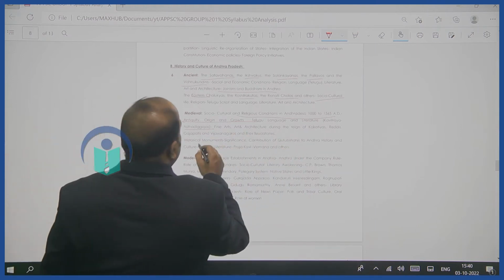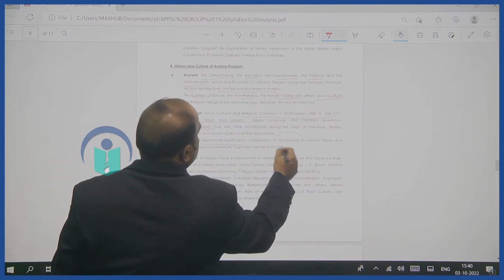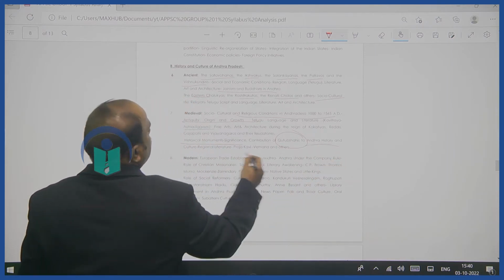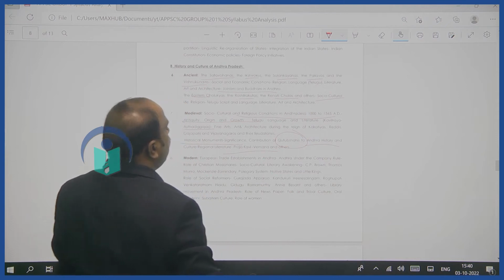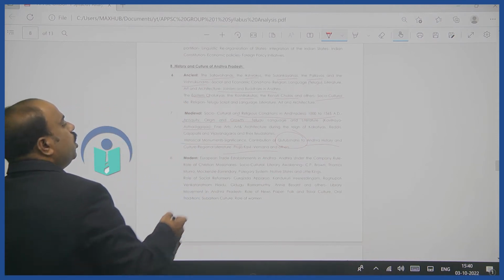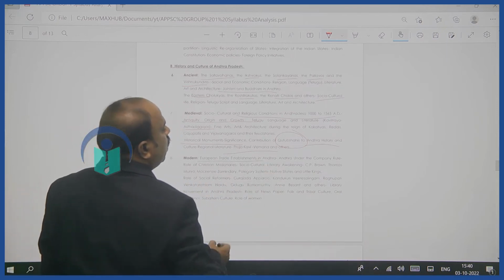So likewise, the historical monuments and significance, the contributions of Qutub Shahis to Andhra history. The next, Praja Kavi Vemana and others. What about the modern history of AP? European trade establishments in Andhra.